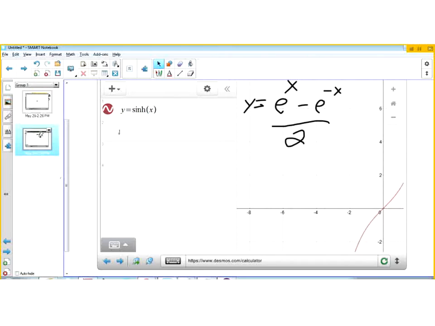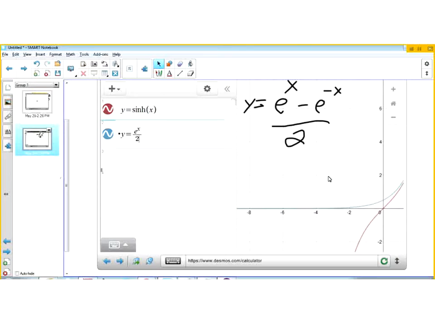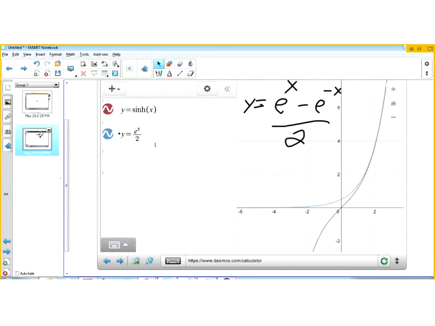So for instance, let's graph y is equal to e to the x over 2. Okay, and this will be shown in blue, as you can see. And this function, e to the x over 2, forms an asymptote for the positive portion of the hyperbolic sine function. So you can see how the red curve is asymptotic to the blue curve.